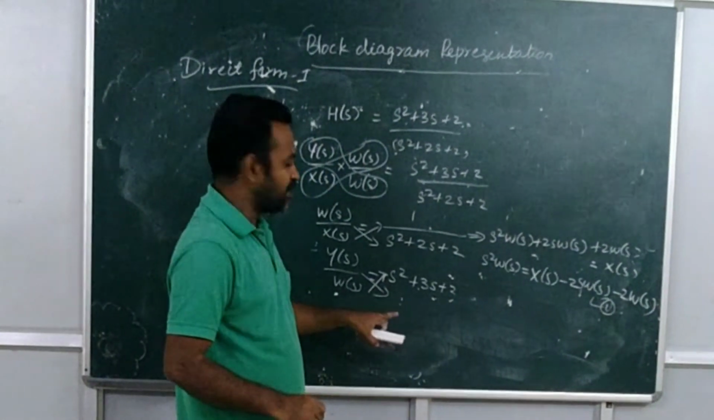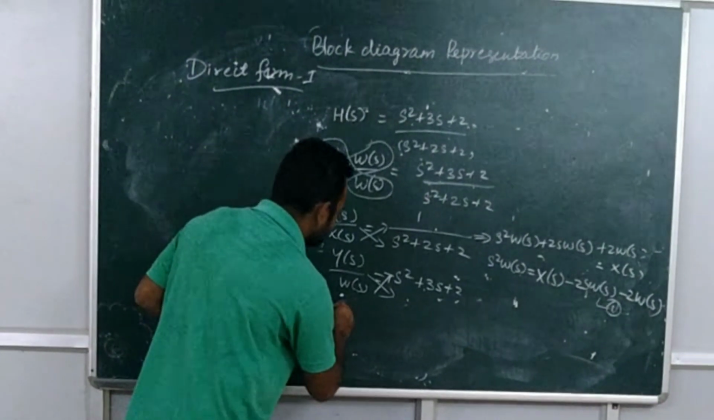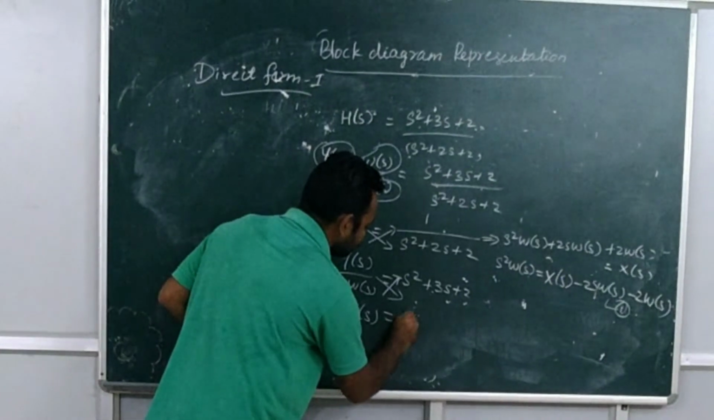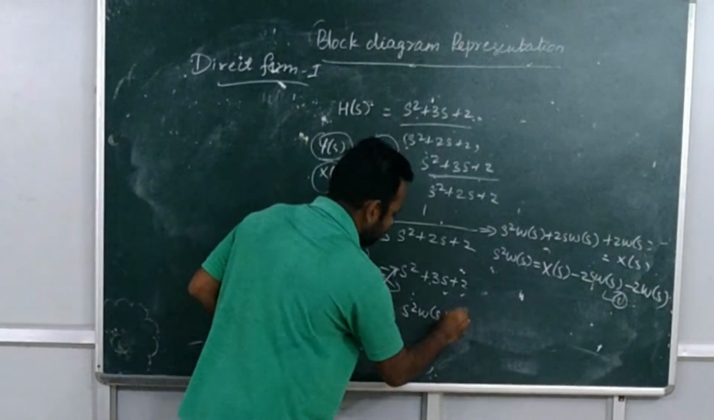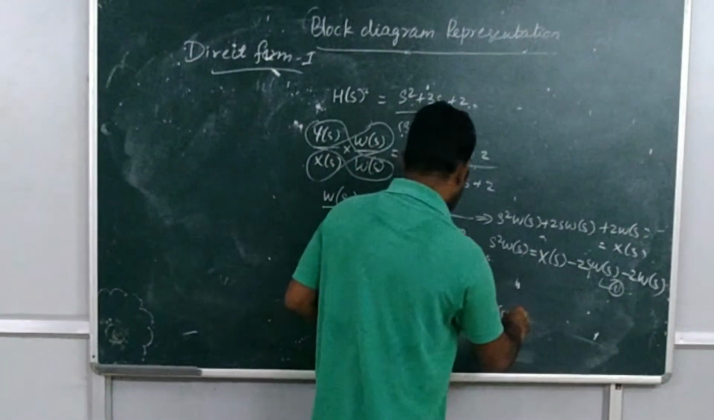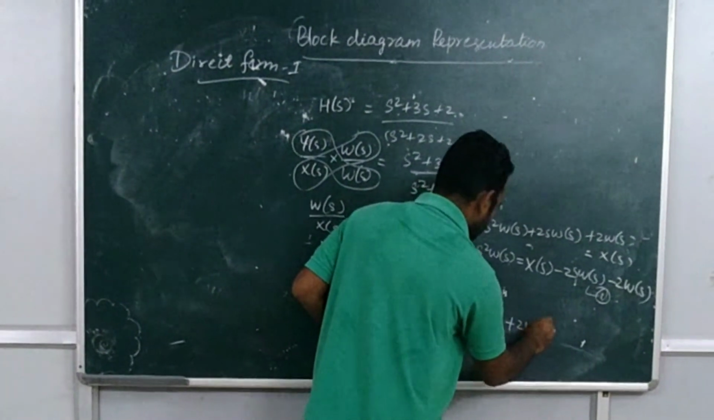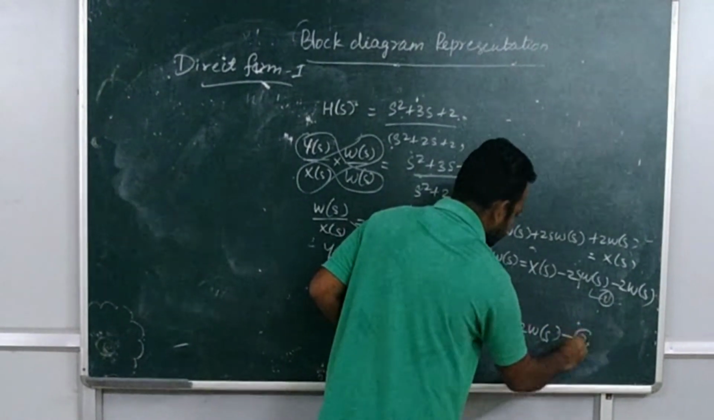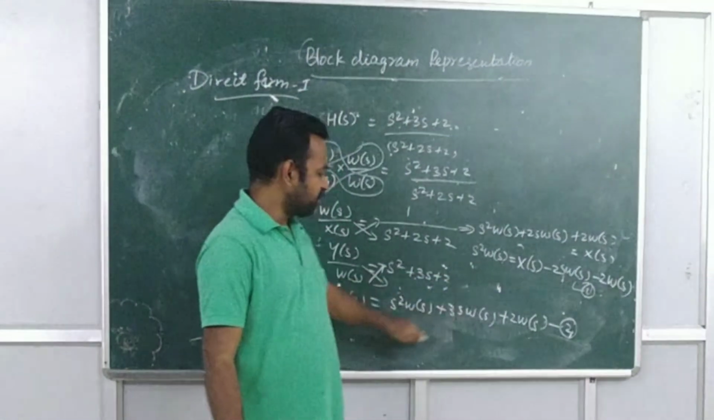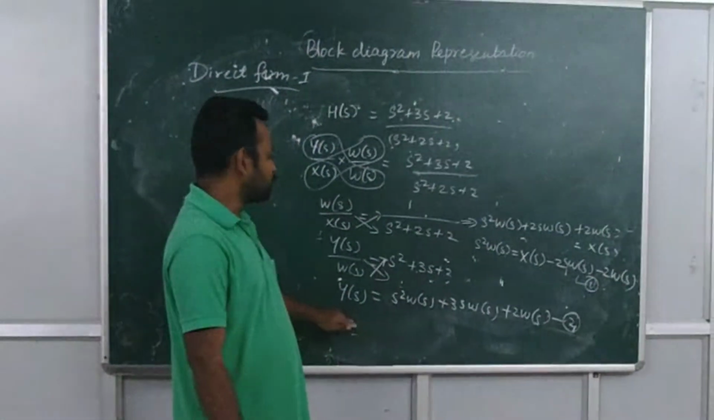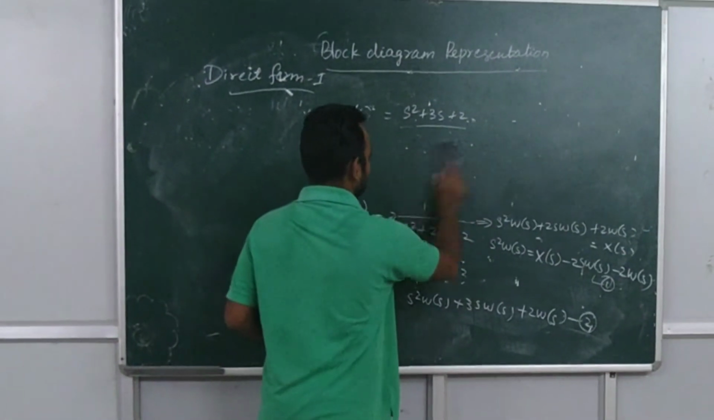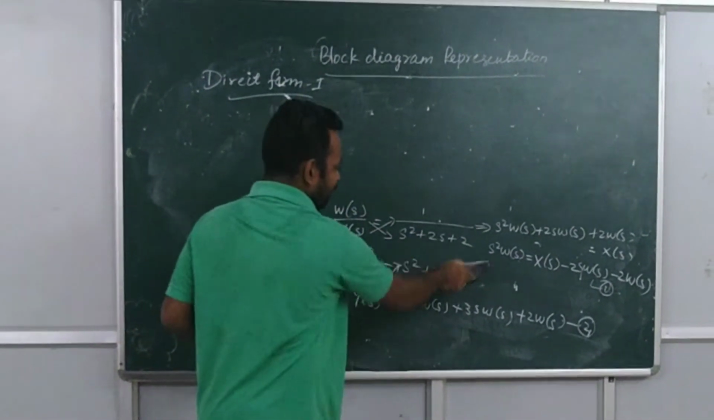Here also cross multiplication, Y of s square into W of s. Equation 1 as well as equation 2. These two equations only we are going to realize. So first we are realizing this one.